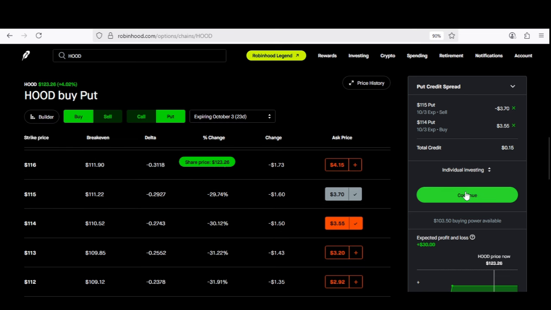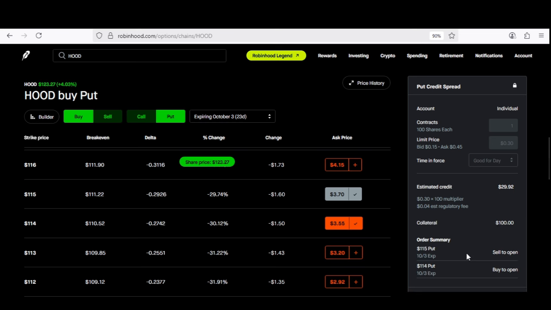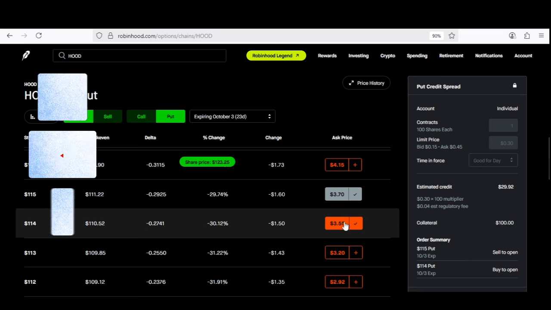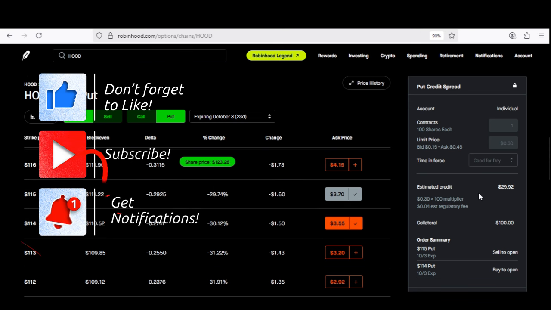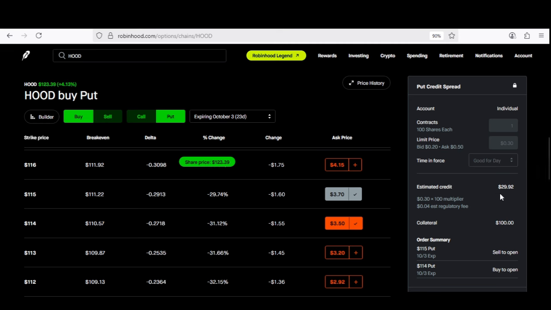Now let's go ahead. We're going to hit continue. We're going to hit review. And there you have it. So I did tell you it's not an exact science, so you're not going to get the exact difference between the 3.7 and the 3.55. Robinhood makes some slight adjustment. So once I execute this strategy, which I will do shortly, I'm going to be receiving money. The amount of money I will be getting right away is going to be $29.92. Let's round it up to $30. So I'll be getting $30 in my portfolio right away.